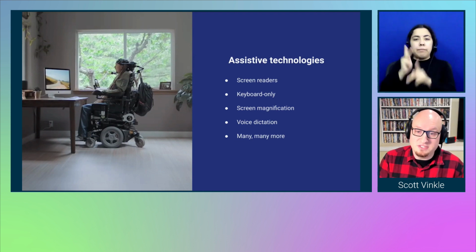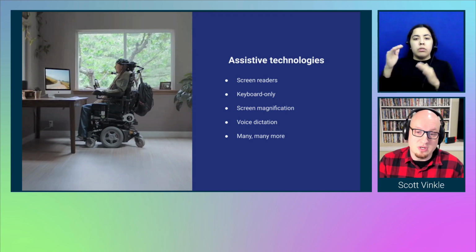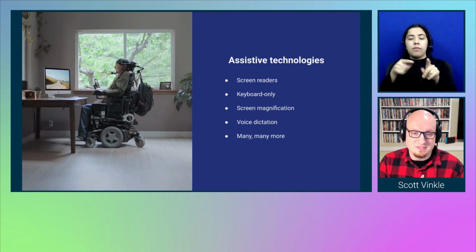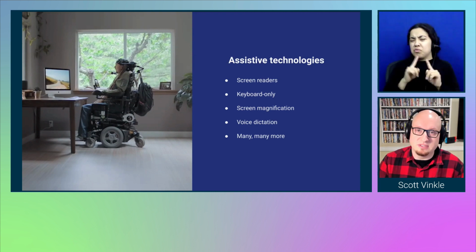Screen magnification software or hardware tools help by magnifying the screen to high levels for people with low vision. There's also voice dictation software, which allows people who are unable to use a mouse or keyboard to navigate by voice. And there are many more forms of assistive technology input methods. These are just a few examples.